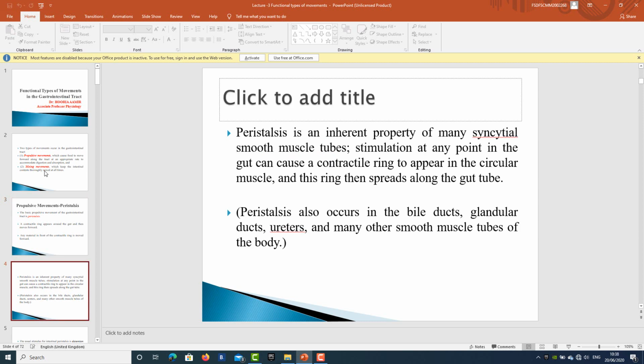Now peristalsis is an inherent property of many syncytial smooth muscle tubes, which means that if stimulation takes place at any point in the gut, it can lead to a contractile ring appearing in the circular muscle, and this ring then spreads along the gut tube. Peristalsis also occurs in bile ducts, glandular ducts, ureters, and many other smooth muscle tubes of the body. So it is there wherever there are smooth muscle tubes in the body.